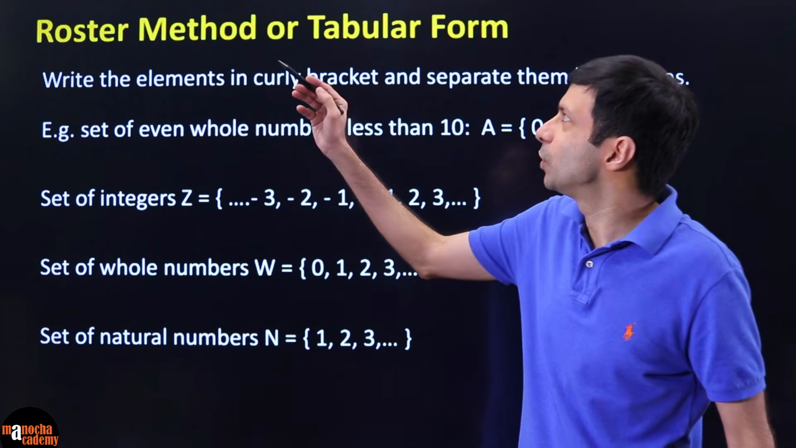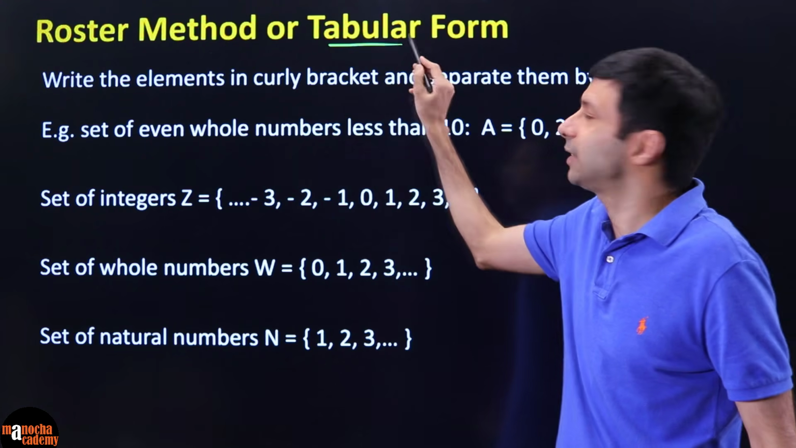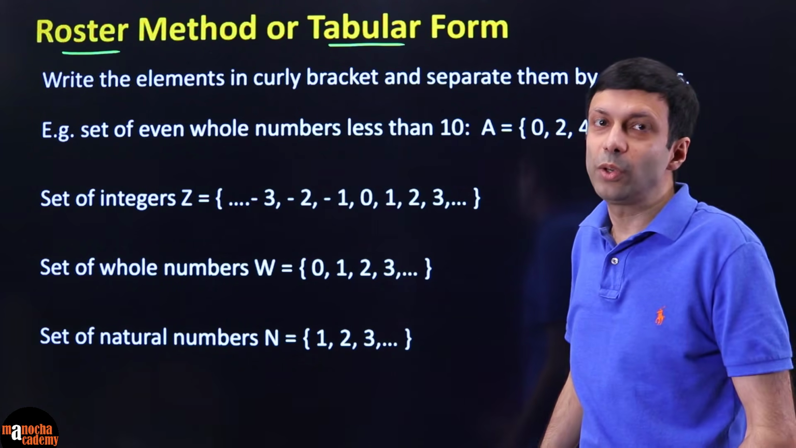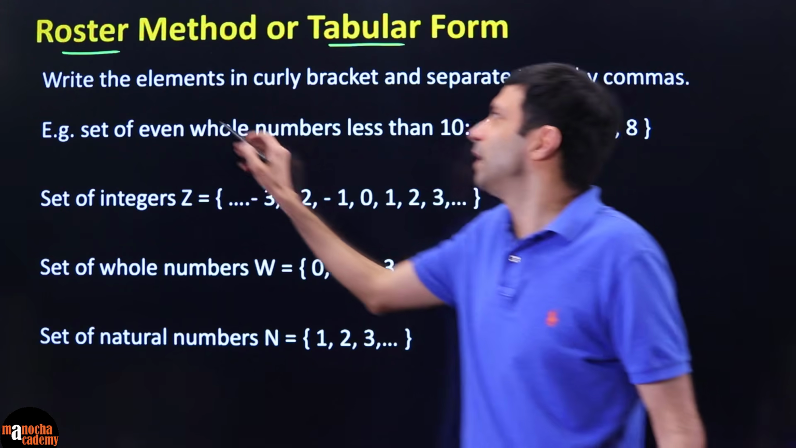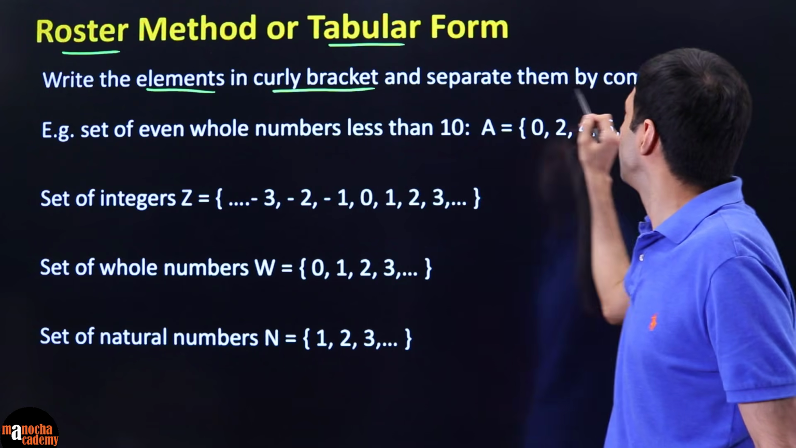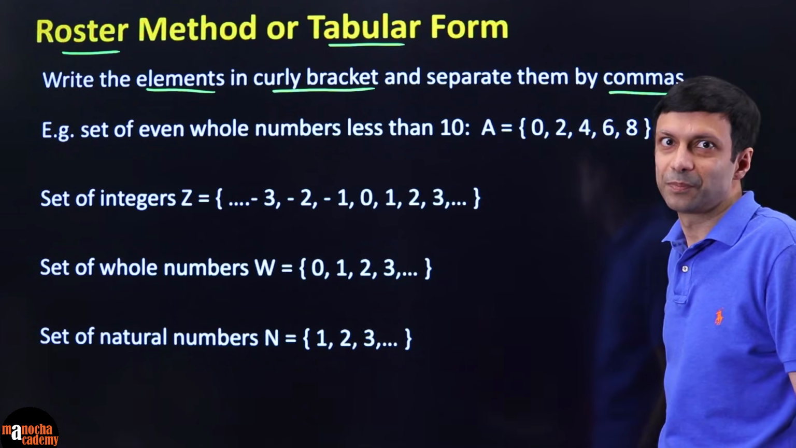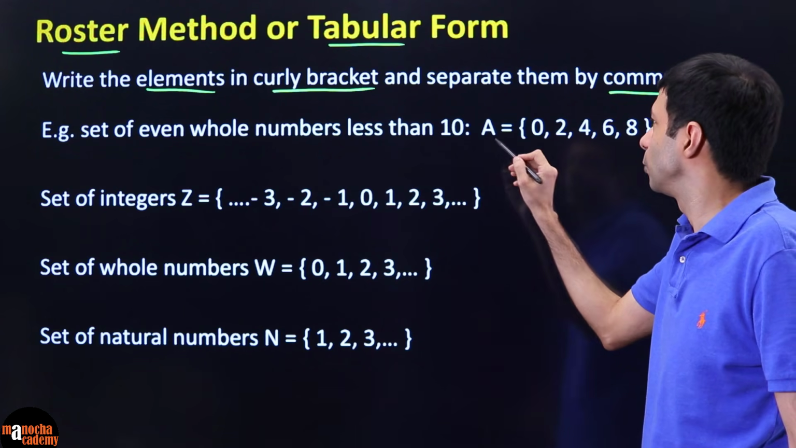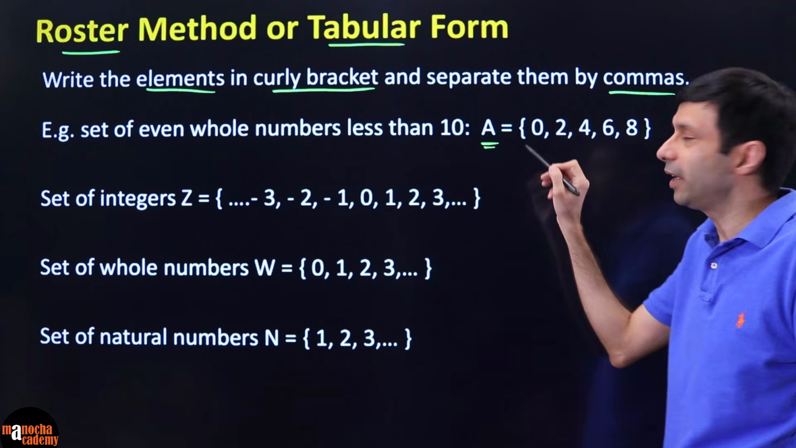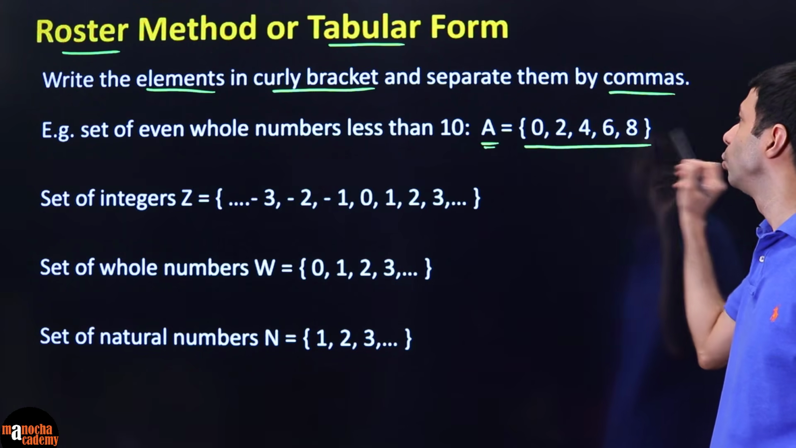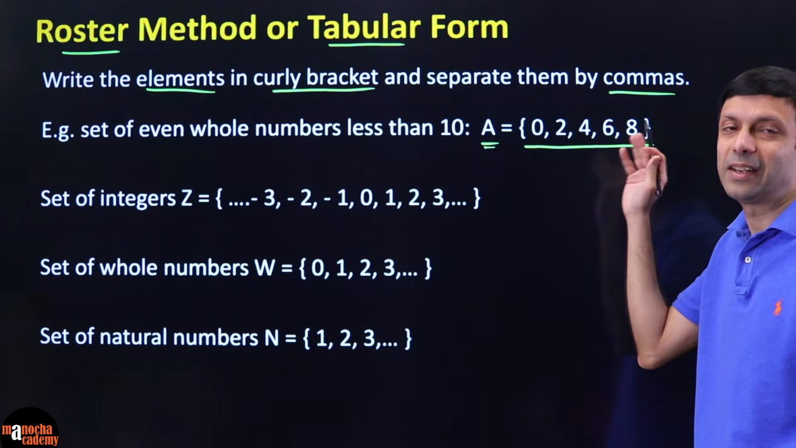In the next method, which is the roster method, also known as tabular form, what do we do here? We have been doing this till now. We basically write the elements within curly brackets and separate the elements by commas. For example, the set of even whole numbers less than 10. We can write this as set capital A equals, within curly brackets, 0, 2, 4, 6, 8.